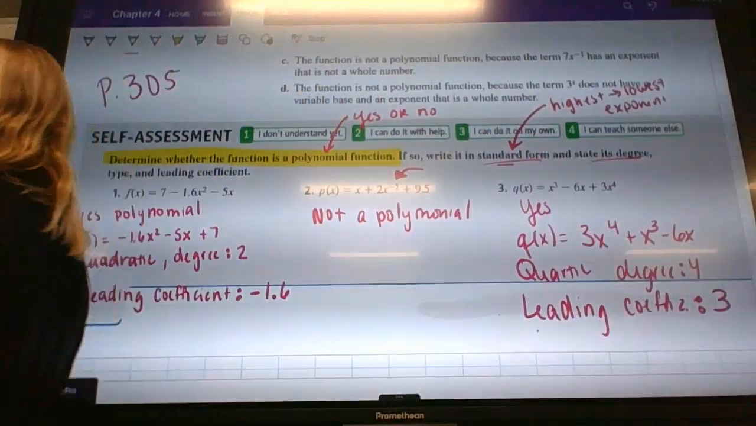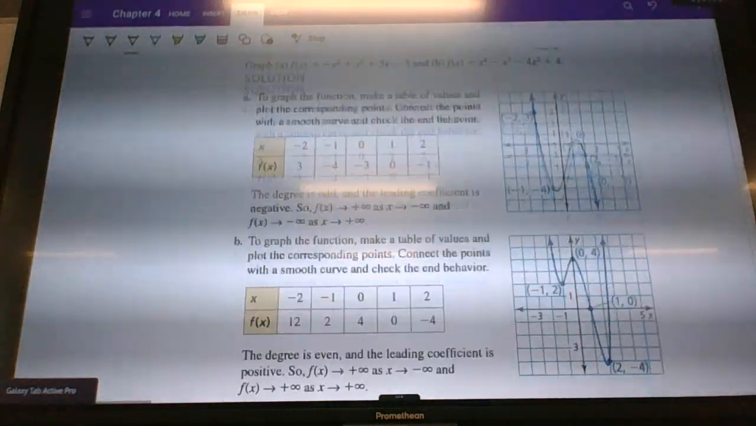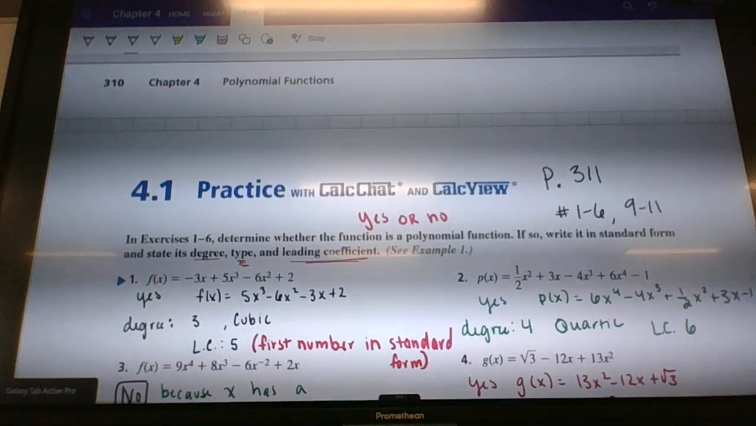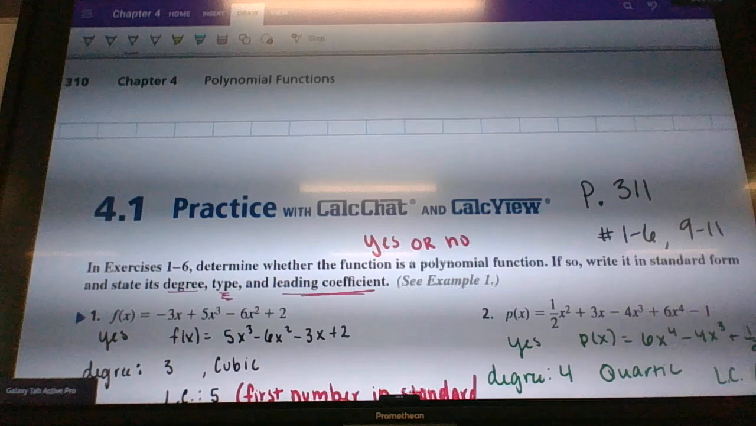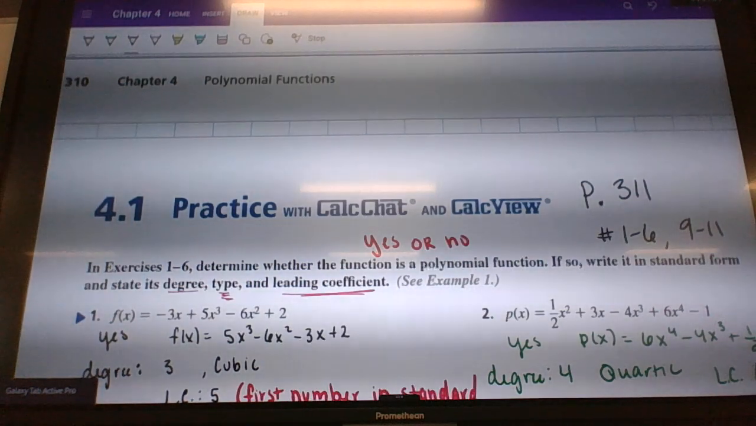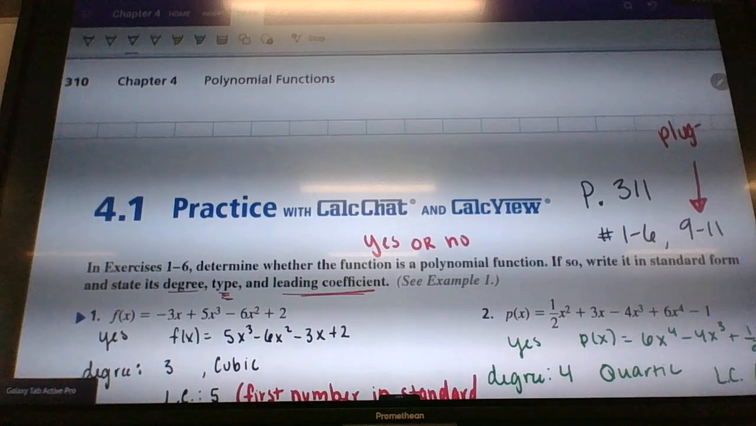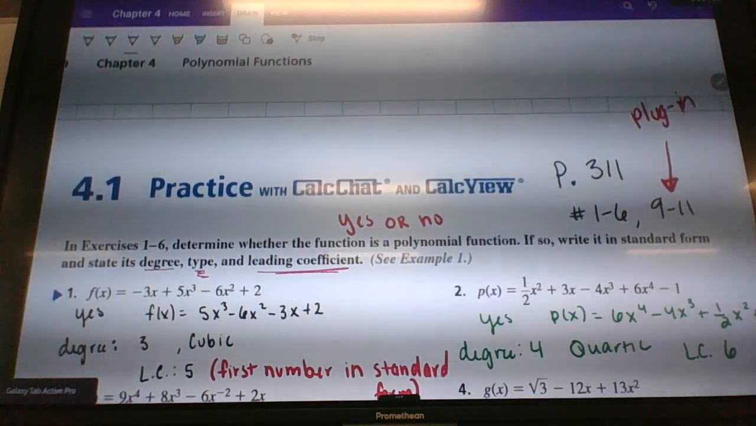The degree is the highest exponent. All right, here's your assignment. Page 311, 1 through 6, 9 through 11. 9 through 11 is plugging in, so you have to be able to use the higher exponent on your calculators. 1 through 6 is defining all this stuff.